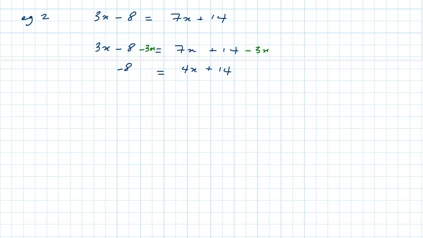And now we've got an equation that we solve in the same way as previously. So subtracting 14 from both sides and then dividing both sides by 4.